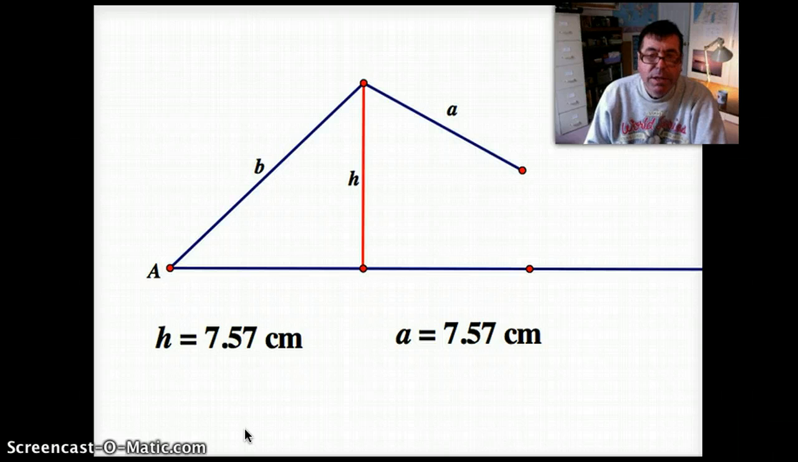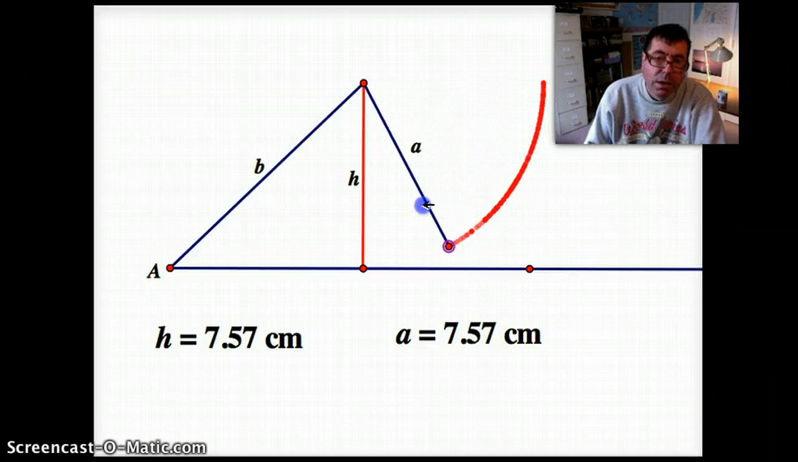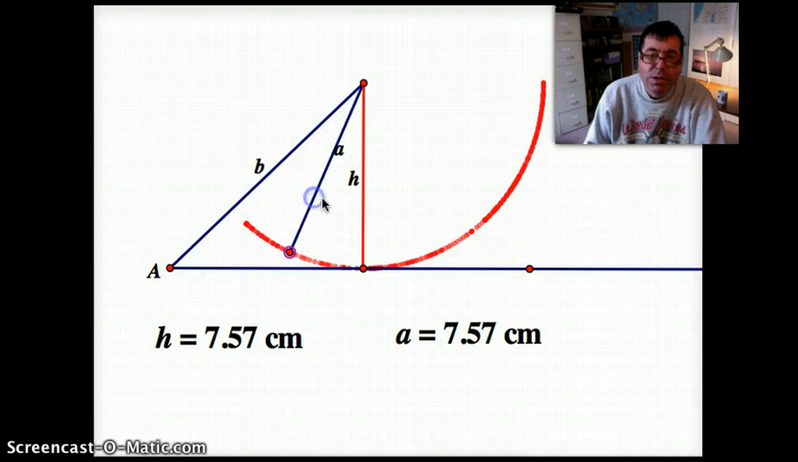Okay, now I have another case. In the next case, a is equal to h. Remember this is my side a. I'm going to drag it down through here, and it's just going to touch that spot in one place. So the question is very simple: if a is equal to h, how many triangles do I have? And the answer is one triangle.